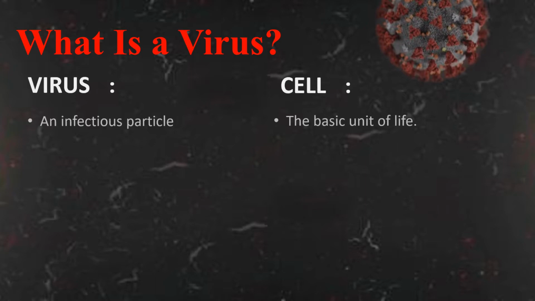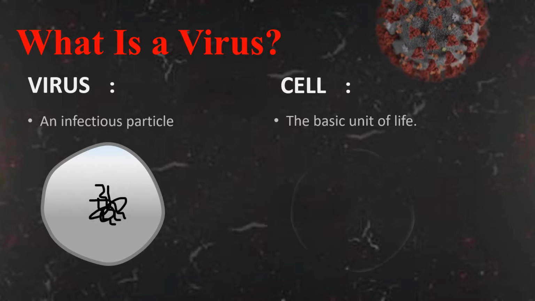As most of you know, a cell is the basic unit of life, whereas a virus is an infectious particle. In other words, all living things are composed of cells, and viruses have the ability to infect these cells. By that being said, cells are considered alive, whereas viruses aren't necessarily living things, but they can replicate themselves within an organism. Now let's look at their basic anatomies or structures.